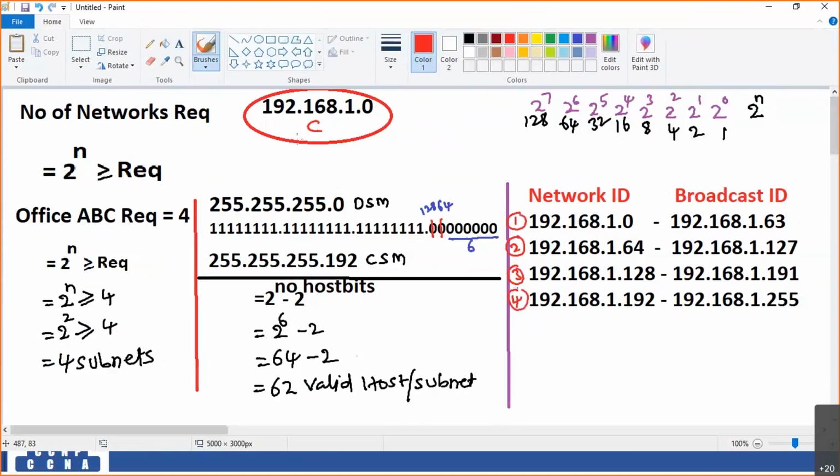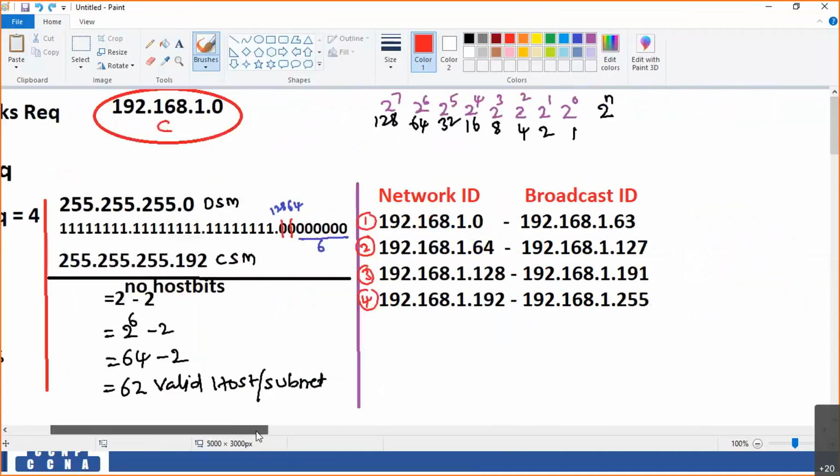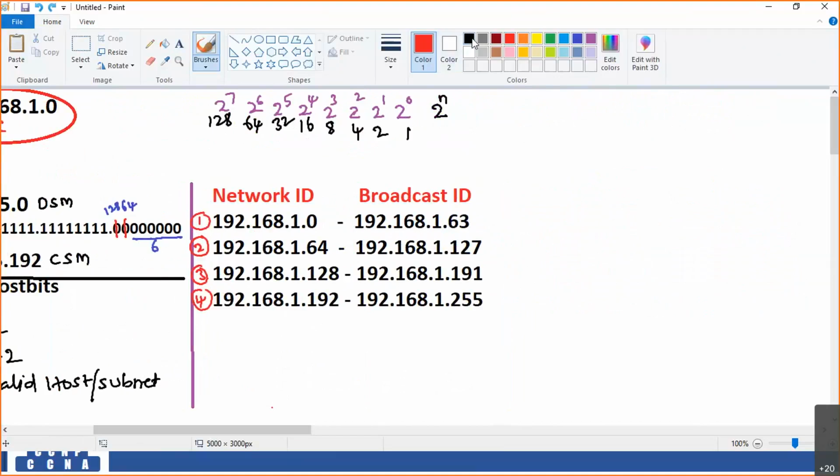Now this one network is divided into 4 independent networks. Now what I'm doing is 1.0 to 1.63, I use for the sales department in my company. For 1.64 to 1.127, can we use 1.64? No, 1.64 is the network ID. Can we use 1.127? No, it's the broadcast ID. Between them we can use 62 IP addresses, but the sales department requires only 50, so out of 62 you can happily use 50.